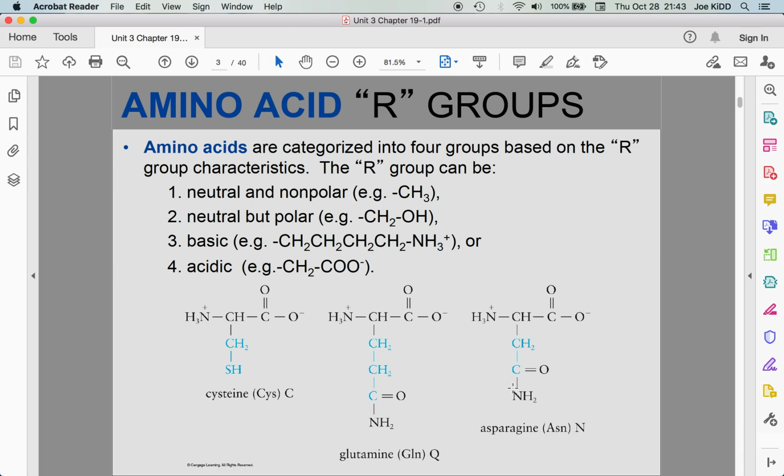These will be R groups that particularly contain alkyl groups. Then neutral but polar, so these would be compounds that contain polar portions, things like hydroxyl groups or sometimes a thiol group. We can have basic R groups, typically amino based, and then we can have acidic R groups as well, and these will typically be carboxylic acids.